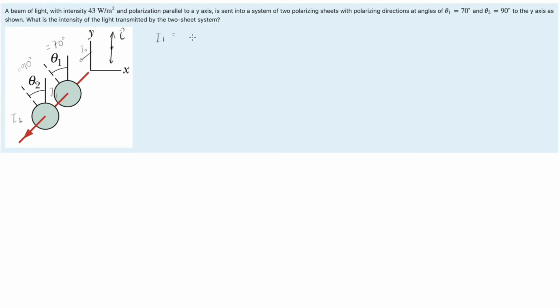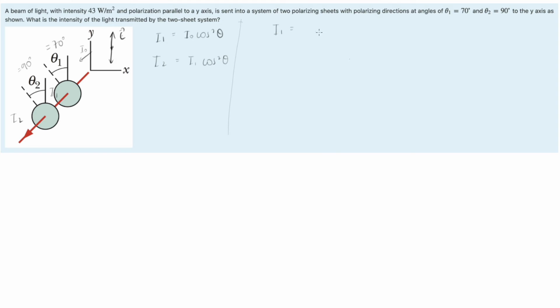So I1 in this case is going to equal I0 cos squared theta, where theta, remember, is the relative angle between the polarizing directions. And then I2 is going to equal I1 cos squared theta.